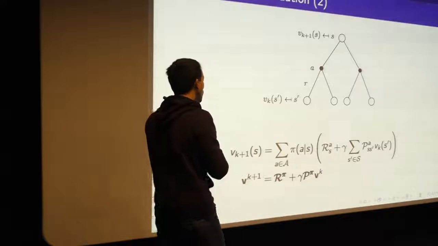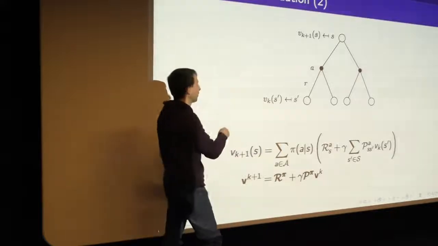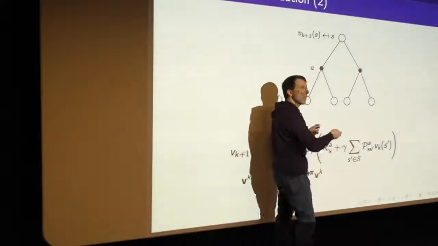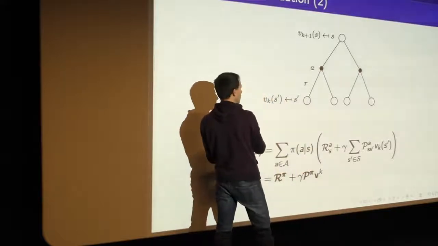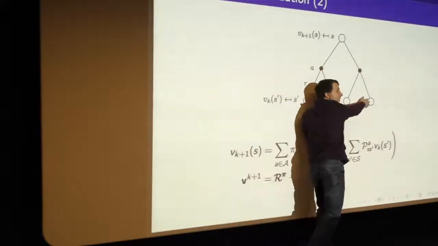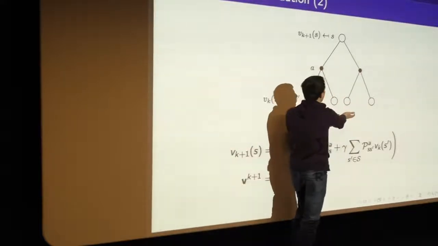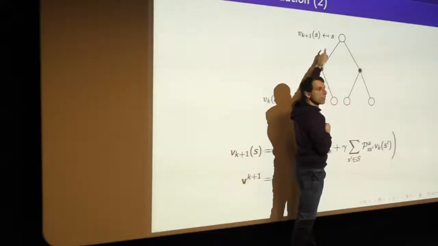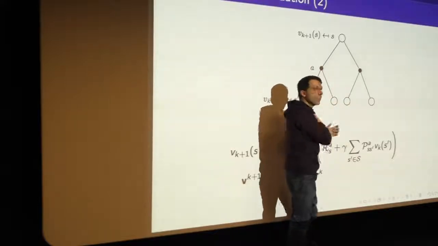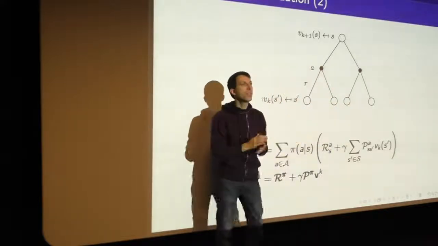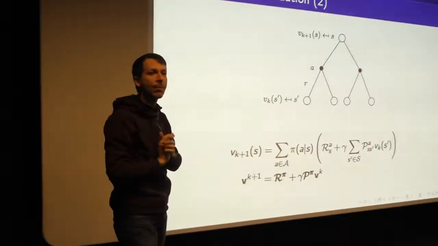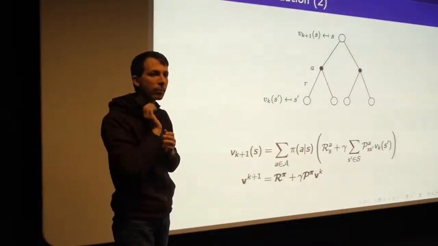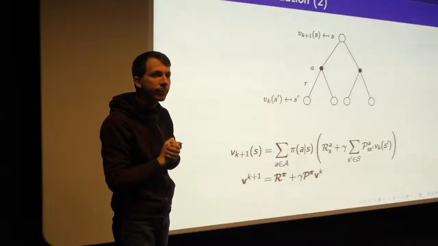And then we iterate that process. We take the value function we've just computed, our vk plus 1, and now that takes a turn at being the leaf. We plug that in at the leaves, we back that up, and we get vk plus 2 at the root. We do that for every state, we iterate, and this process is guaranteed to converge on the true value function. Yeah, question?